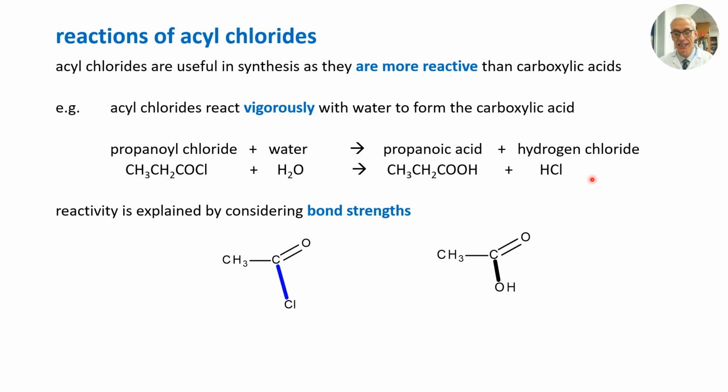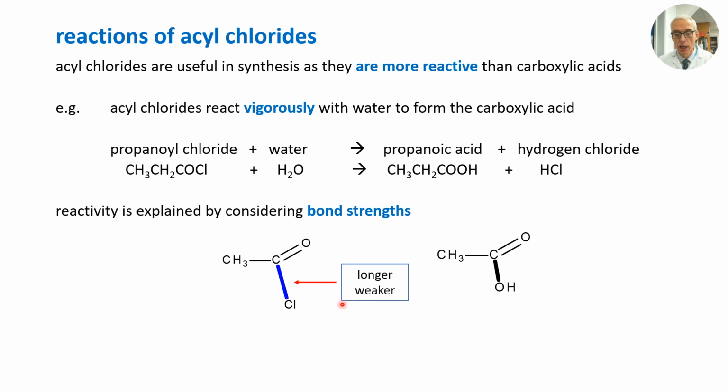Now, the reactivity difference between acyl chlorides and carboxylic acids is explained by considering the bond strengths. You can see here the carbon-chlorine bond is the bond I'm concerned with, and the carbon-oxygen bond in the carboxylic acid. These are the bonds that are broken when both acyl chlorides and carboxylic acids react. It's the same position: the carbon-chlorine from the carbonyl carbon, or the carbon-oxygen single bond from the carbonyl carbon.